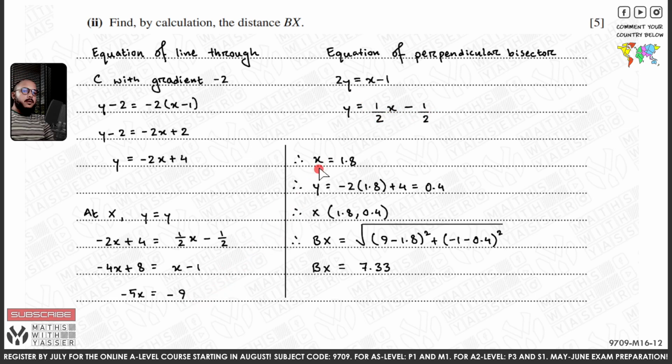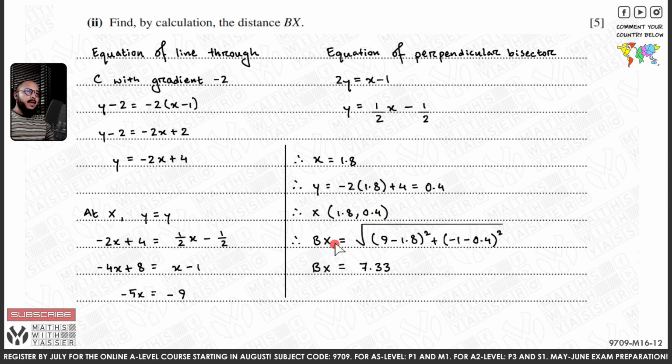Now, if we solve this, we will get x is equal to 1.8. This is the x coordinate for the point X. And if we substitute this value into the equation of the line, then we get the y value as well. So that will be minus 2 times 1.8 plus 4, which gives us 0.4. So the coordinates for the point X will be 1.8 and 0.4.